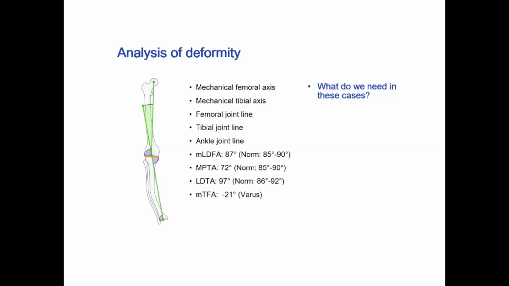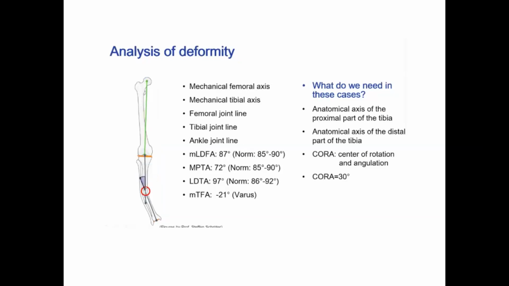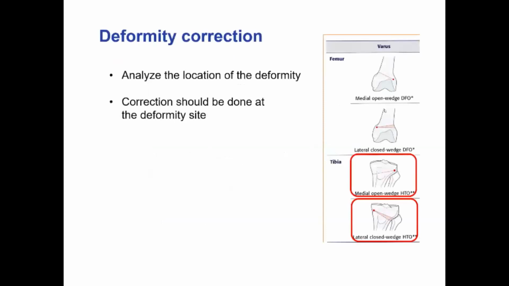In this case you can't say whether the proximal or distal correction, open or closing, should be done with osteotomy. We have to draw the CORA, that is the axis of the proximal part of the tibia and the axis of the distal part of the tibia. The CORA is 30 degrees in this patient, and we should correct in the mid tibia. So regarding deformity correction, we should always analyze the location of the deformity, and the correction should be done at the deformity site.